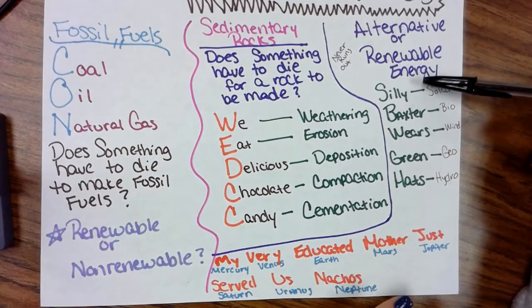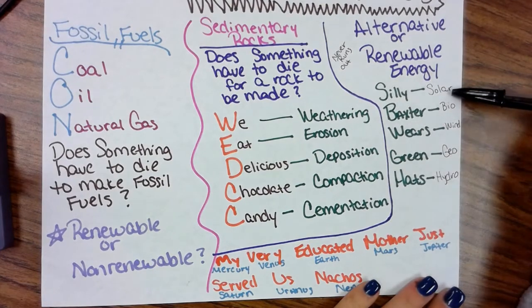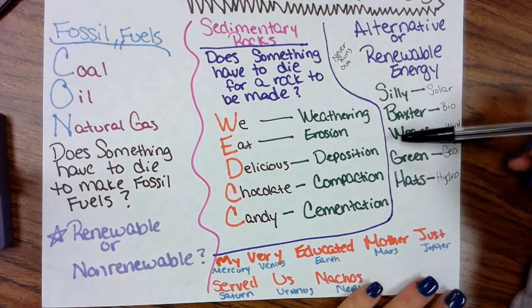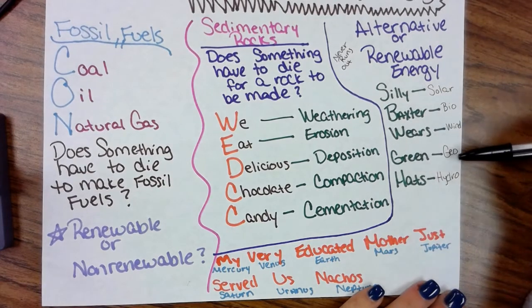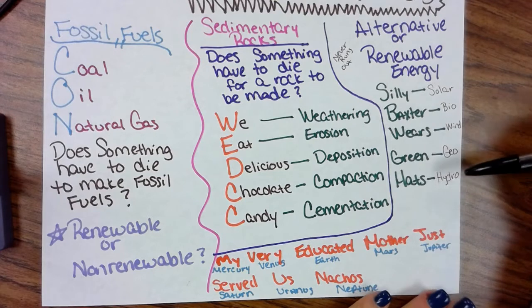All right, 5 types. How do you remember? Silly Baxter wears green hats. S is solar, from the sun. B, bio. Bio means life. Bioenergy is like your corn that's turned into ethanol, you know, the gasoline in the cars. W, wind energy. G, geothermal, that's heat from under the earth. And then hats is hydro energy, water.